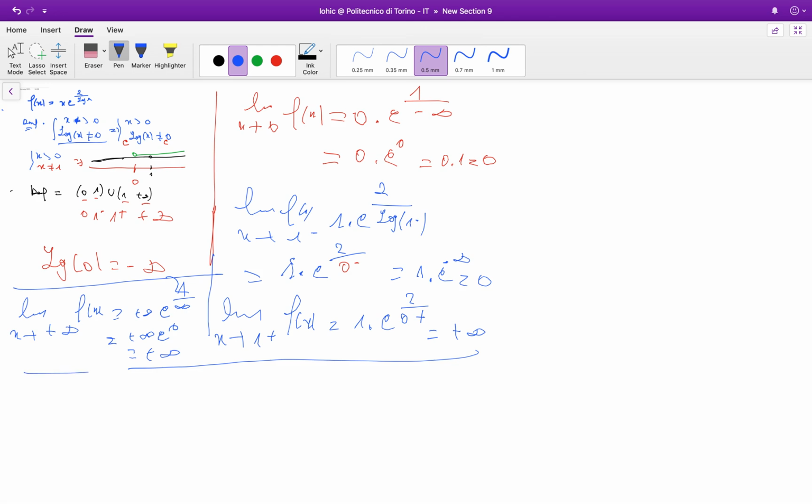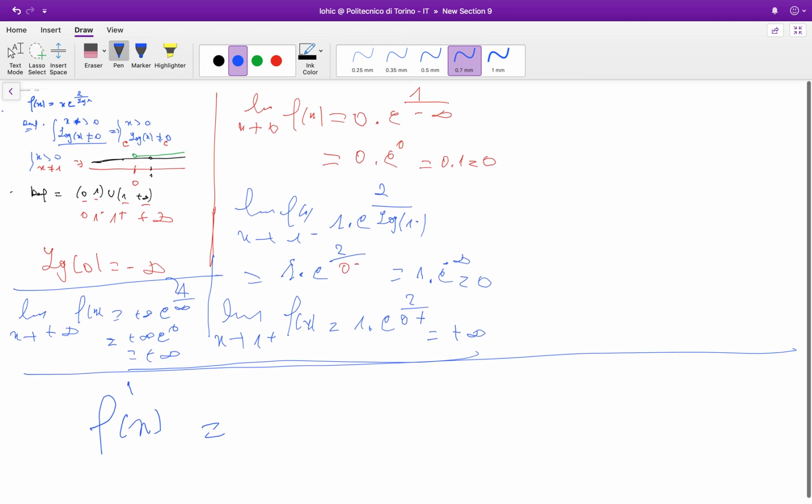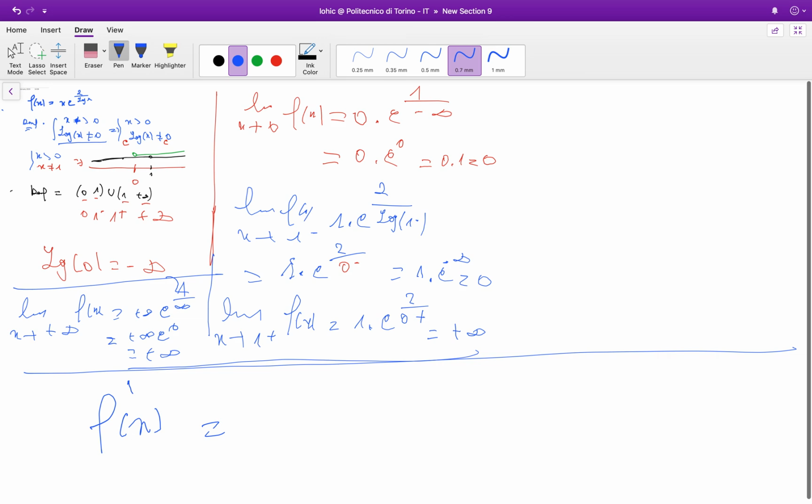So we need to find the derivative, right? So f prime of x in this case will be equal to what? F prime of x will be equal to, let's go back and see, the function was x exponential, so we'll first get 1 multiplied by exponential of 2 over log of x plus x multiplied by, we need to derive 2 over log of x, right?